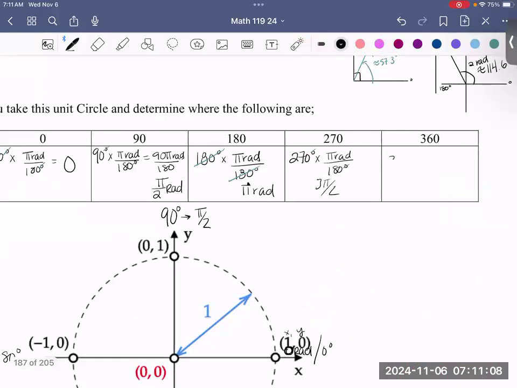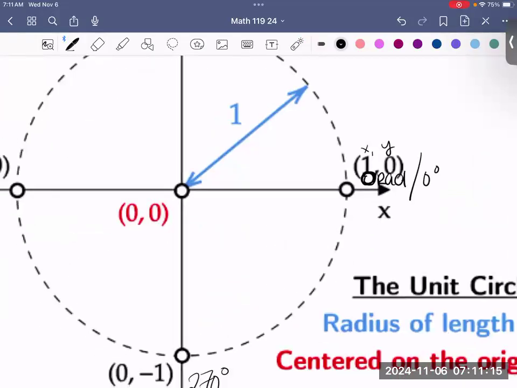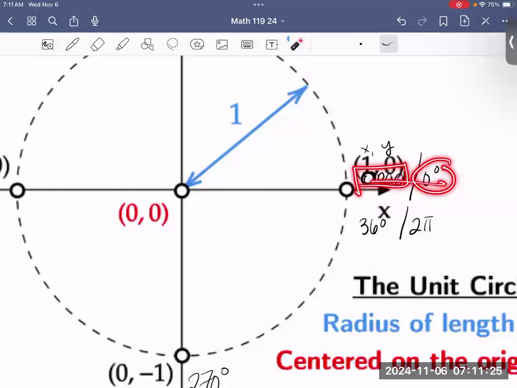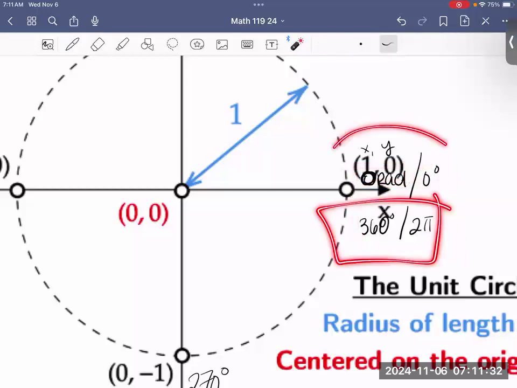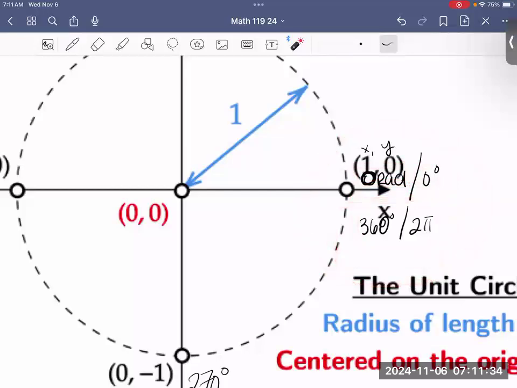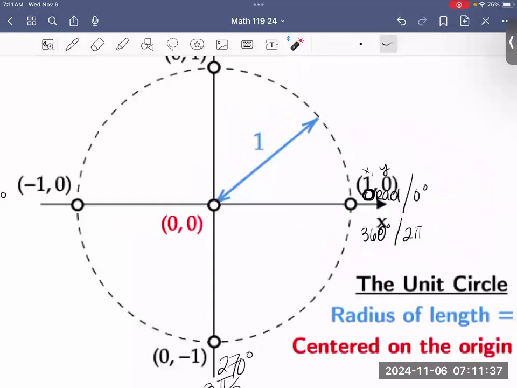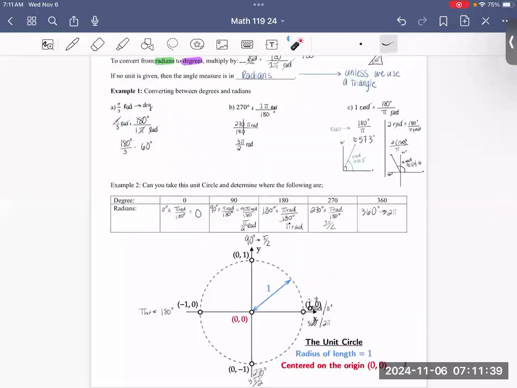Let's do 360. And I think we already talked about 360 degrees being 2 pi. So down below here, we have 360 degrees or 2 pi. Now notice that here I have labeled both the radians and the degrees as 0, and then once more as 360 degrees and 2 pi. That is what I'm looking for. If I give you a blank unit circle, I need all 4. And that does conclude our chapter 7.1.